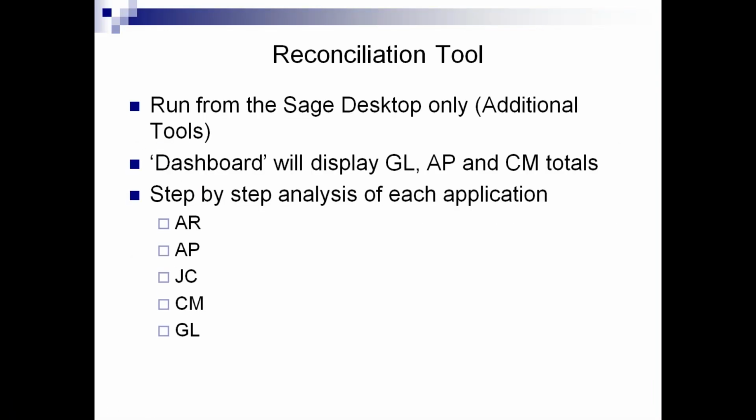Okay, the reconciliation tool. This is from the Sage desktop. Not all the applications are listed here. There's a dashboard that will actually show you GL, AP, and cash management totals. And you can see where you're out of balance if you are. And then there is individual reconciliation steps for each of the applications listed here.